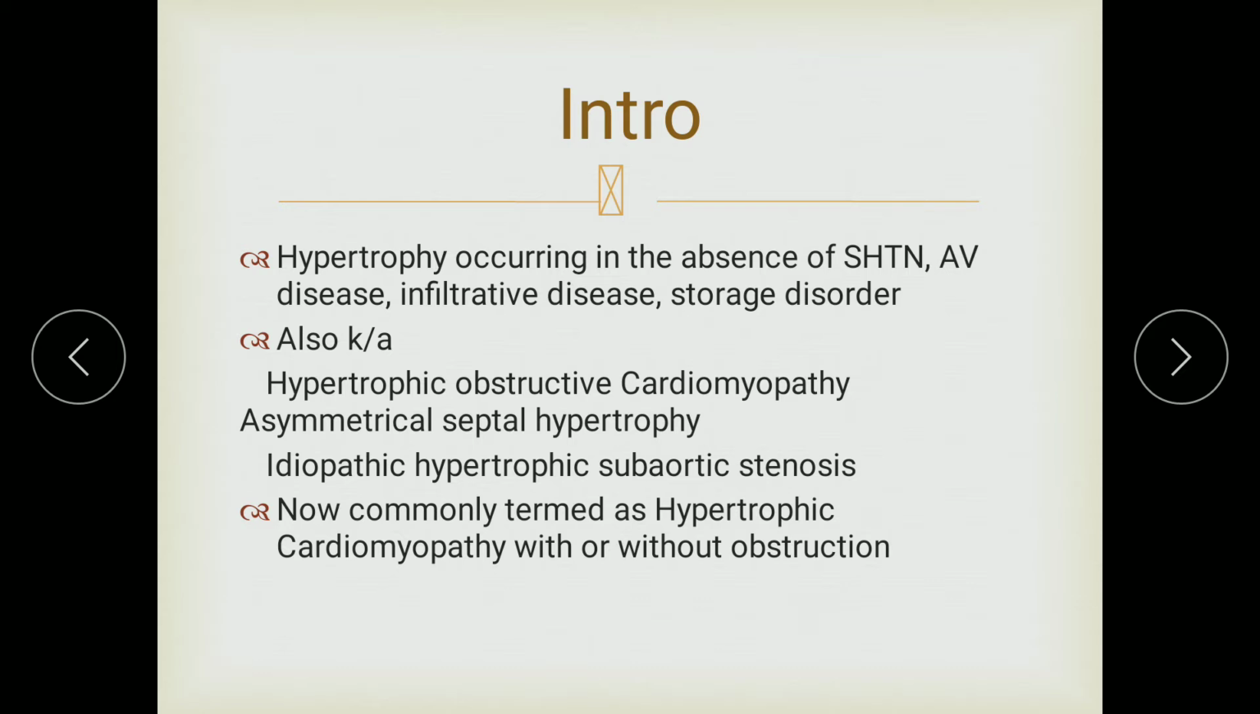The other names for this disease are hypertrophic obstructive cardiomyopathy (HOCM), asymmetrical septal hypertrophy, or idiopathic hypertrophic subaortic stenosis. Now it is commonly called hypertrophic cardiomyopathy because most of the patients may not have the obstruction. So this disease is better termed hypertrophic cardiomyopathy with or without obstruction.